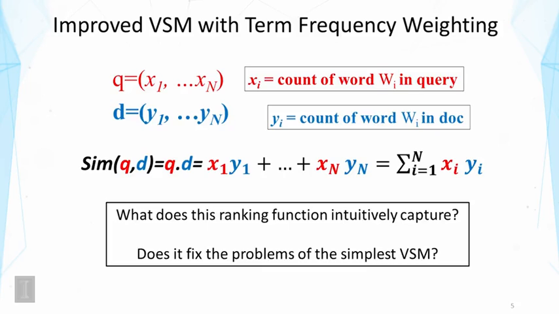Now at this point, I also suggest you pause the lecture for a moment and think about how we can interpret the score of this new function. It's doing something very similar to what the simplest VSM is doing. But because of the change of the vector, now the new score has a different interpretation. Can you see the difference? It has to do with the consideration of multiple occurrences of the same term in a document. More importantly, we would like to know whether this would fix the problems of the simplest vector space model.